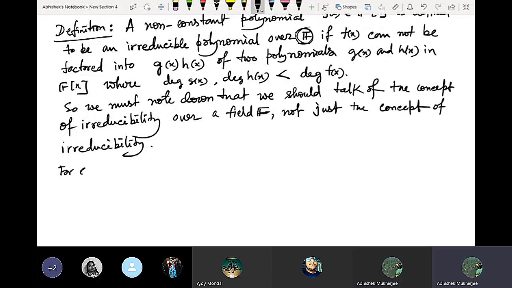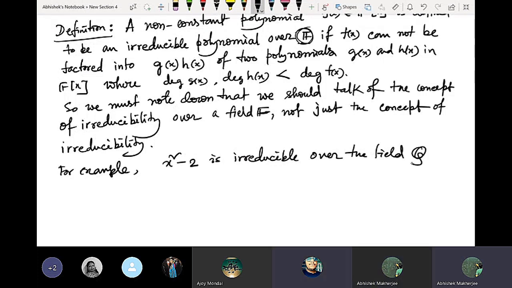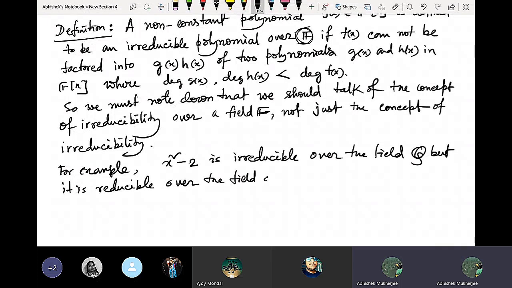For example, x square minus 2 is irreducible over the field Q, but it is reducible over the field of reals, right? So mentioning this field is important. Over which field it is irreducible. So that is important.